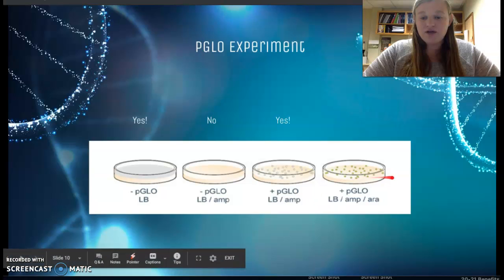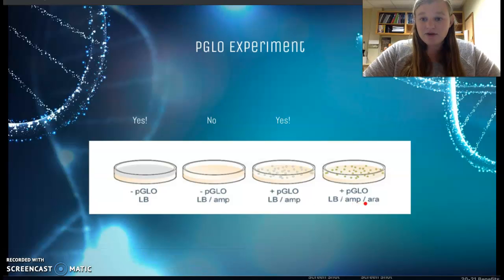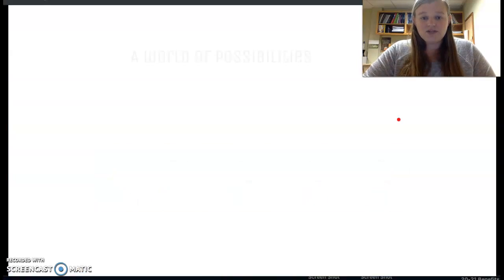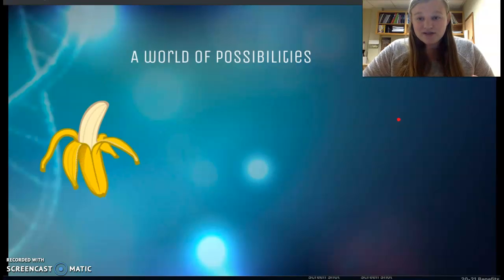In this fourth trial, we have cells transformed with pGlow that are in LB, there's ampicillin, and there's arabinose in the gel. And so here we should get growth and it should glow. This is a fun visualization that we normally do, but it's only one application of transformation. There are a world of possibilities out there.